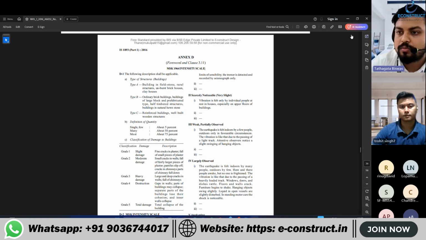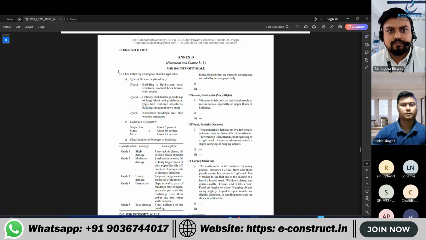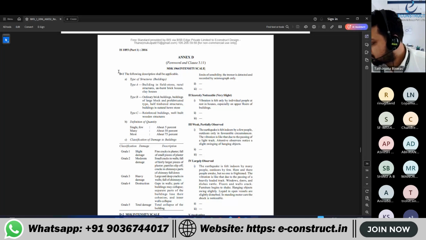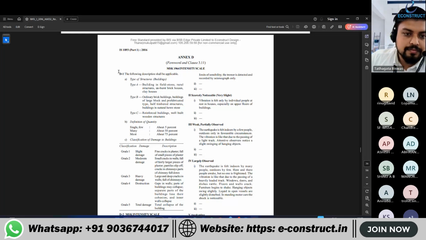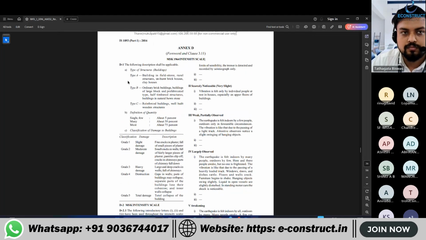Yeah. So Subhama, you can read this. Annex D, MSK 1964 intensity scale. The following description shall be applicable. A. Types of structures, buildings. Type A: building infill stone, rural structures, and unburned brick houses, clay houses. Type B: ordinary brick buildings, buildings of large block and prefabricated type, half timbered structures, buildings in natural hewn stone. Type C: reinforced buildings, well-built wooden structures.